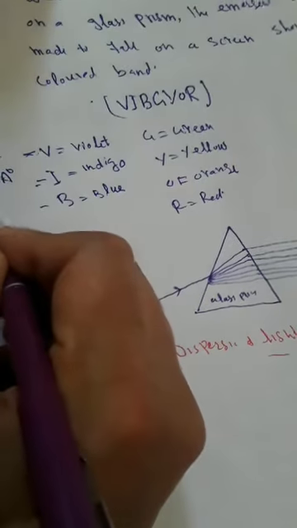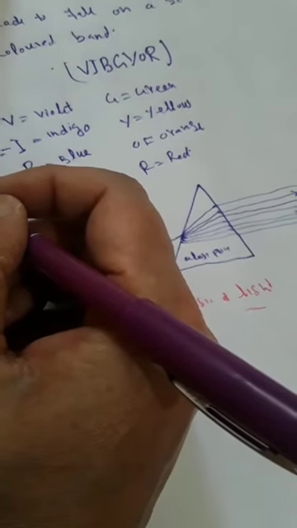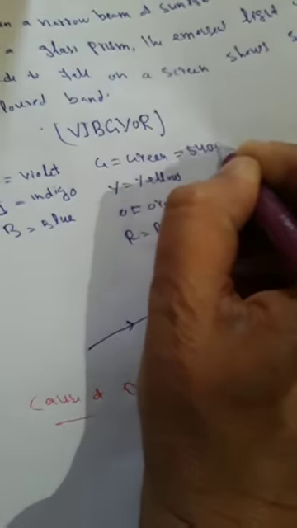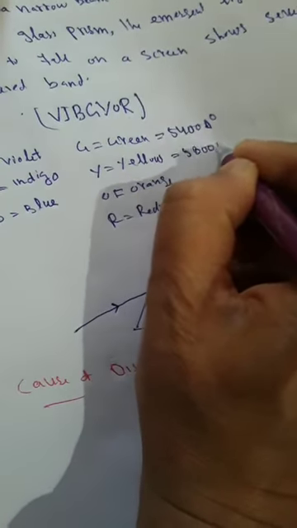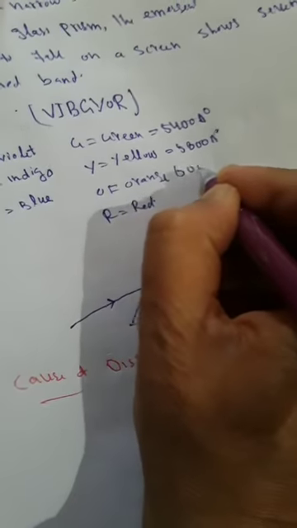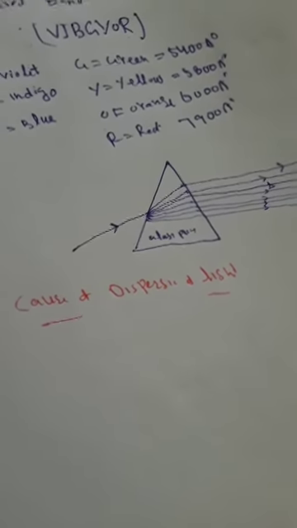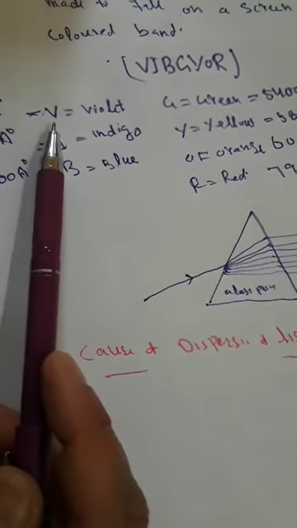Blue is 4800 angstroms. We can also convert it into meters. Green is 5400 angstroms, yellow is 5800 angstroms, orange is 6000 angstroms, and red is 7900 angstroms. Yet some books write 8000 angstrom. That means different colors have different wavelengths. Red has the larger wavelength compared to violet. Violet has the least.